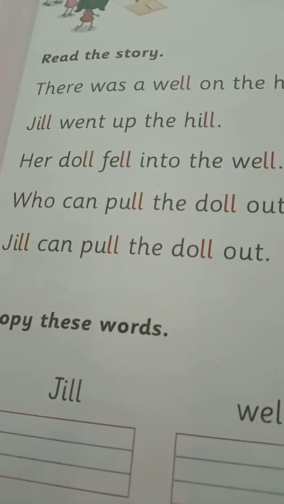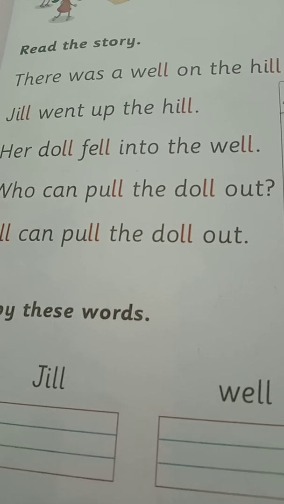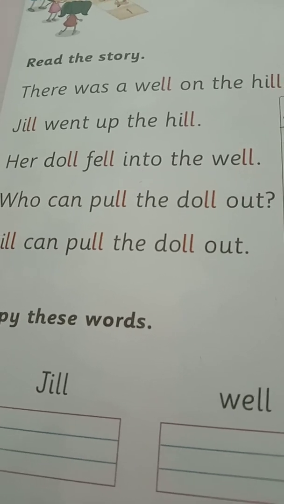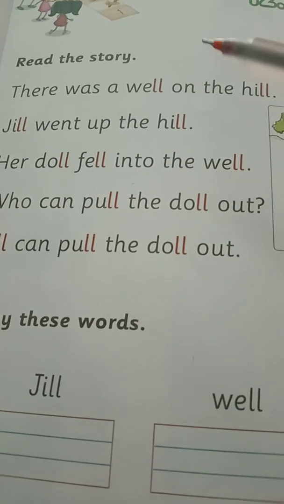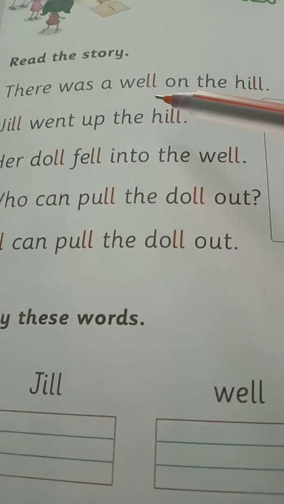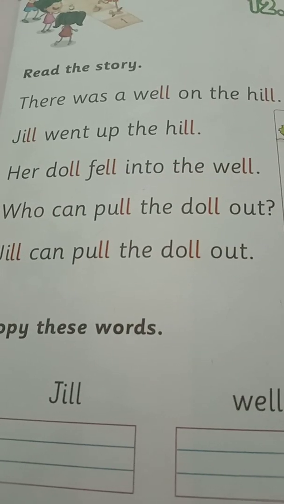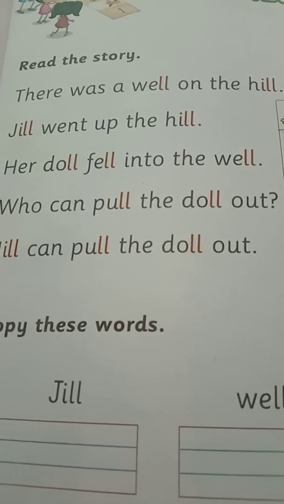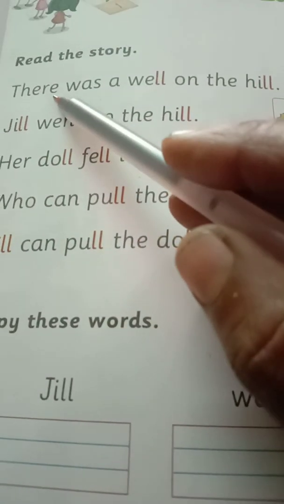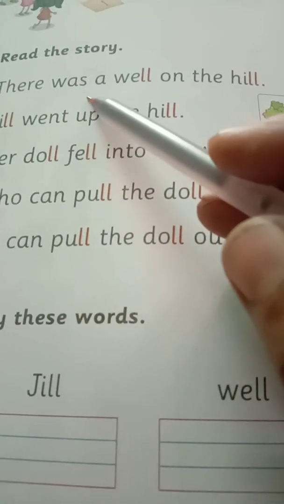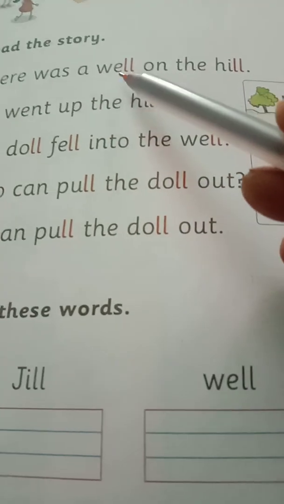Now as you know, we have just gone through the double L sound words. This is the short story for you with the words ending with double L. Let us read the story today. There was a well on the hill. There, was, a well on the hill.